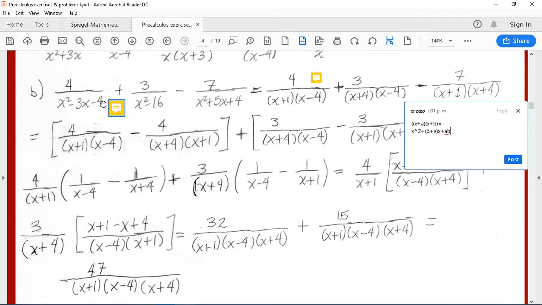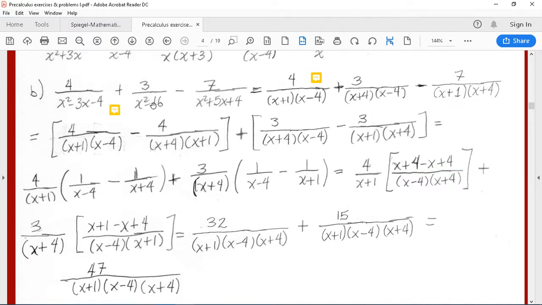4 times 1 is 4, and 4 minus 1, or 1 minus 4 is minus 3. So I should have that a is plus 1 and b is minus 4. Plus 1 times minus 4 is minus 4, and plus 1 minus 4 is minus 3.